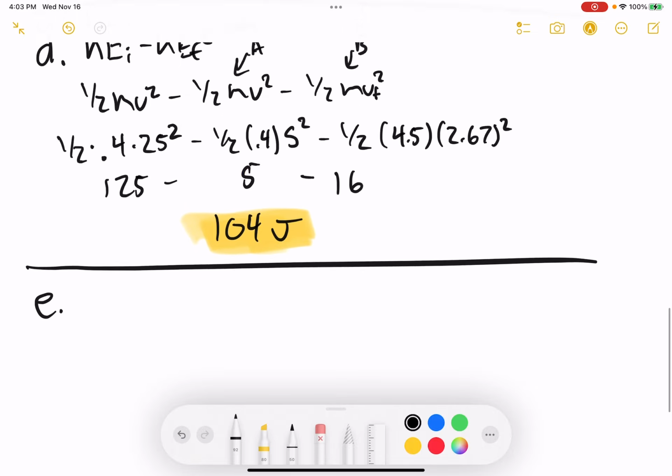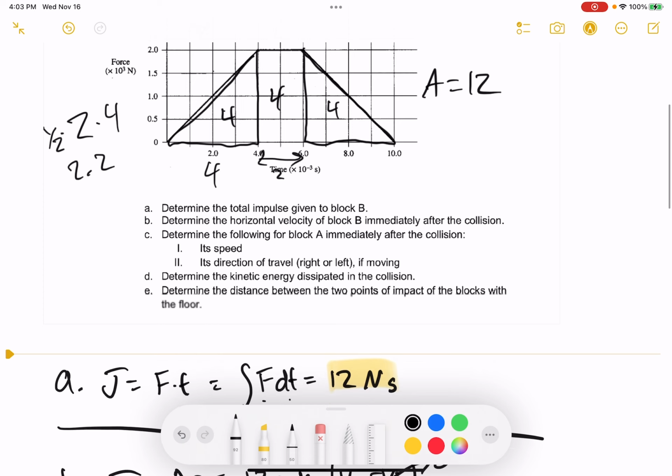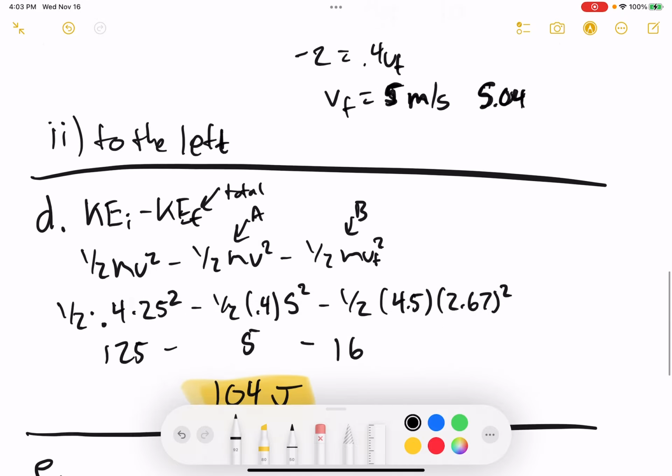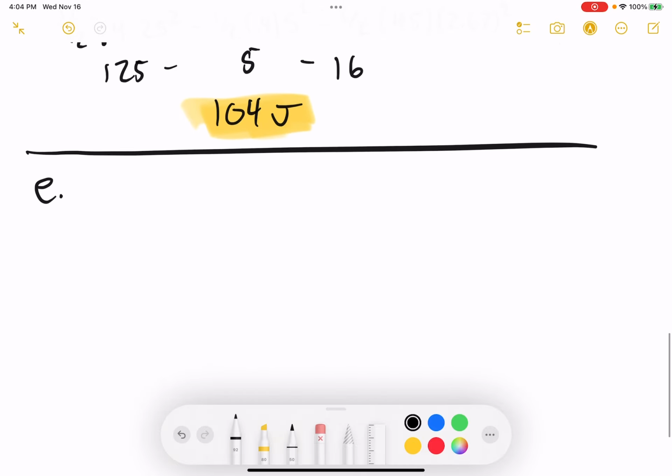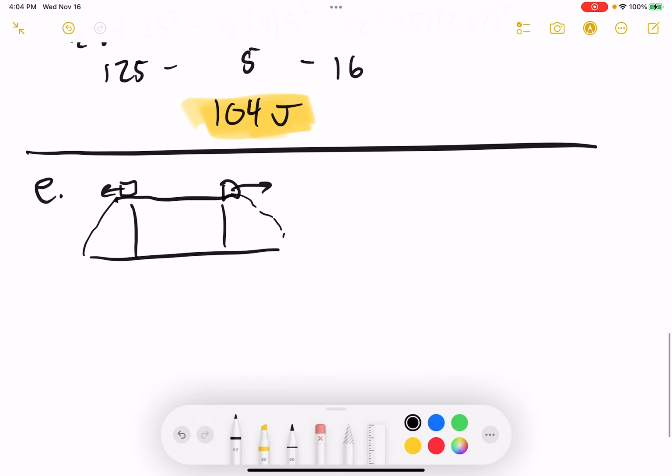Let's look at part E. It says determine the distance between the 2 points of impact of the blocks with the floor. So basically I have my table here. This block is going to end up going this way. This block is going to end up going this way. And then this will land here and this will land here, and it's asking how far apart these will be. So let's try to figure that out.